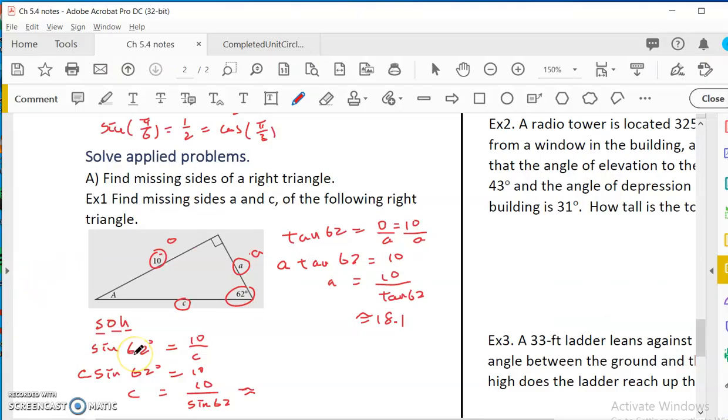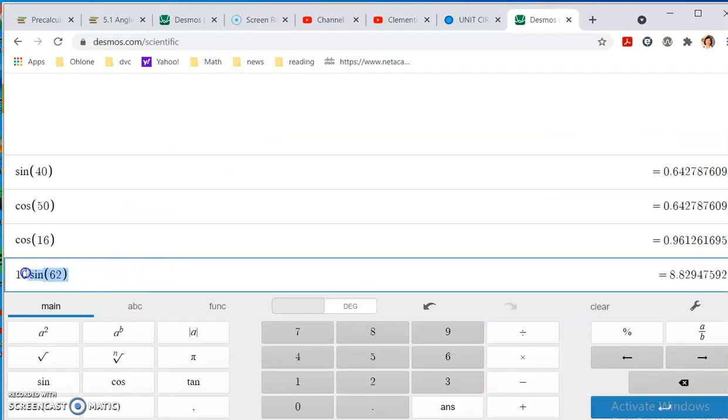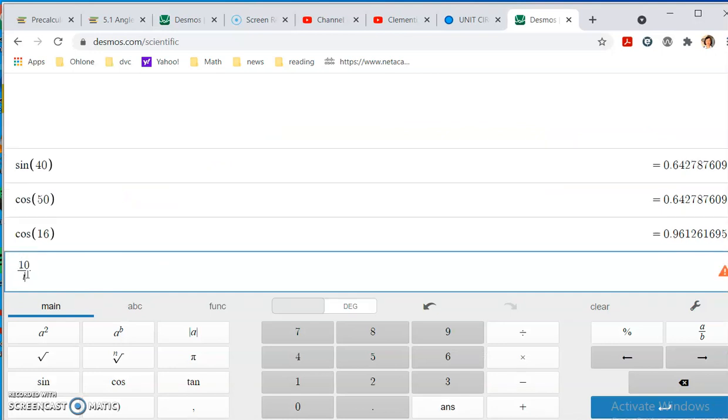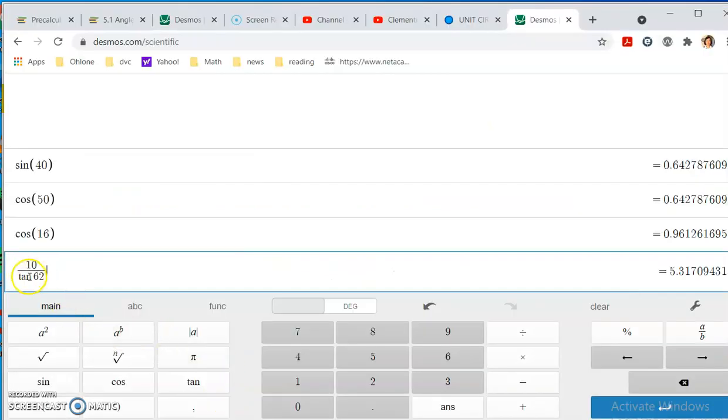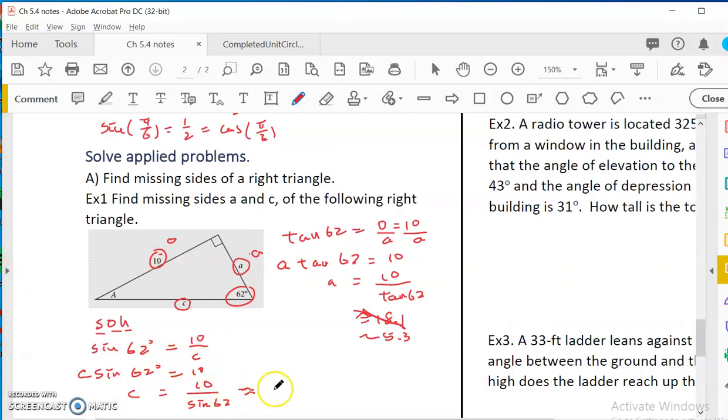Oh, is it divide? Oh no, earlier I did something wrong. It should be a divide. Divide by tangent 62. Gosh, 16 is too long, so this one is wrong. 5.3. That makes sense. It's 10 divided by tangent 62, 5.3. And C would be 10 divided by sine 62. I'll just override this. Yeah, it's dividing. 11.3. Around 11.3, which is a unit length.